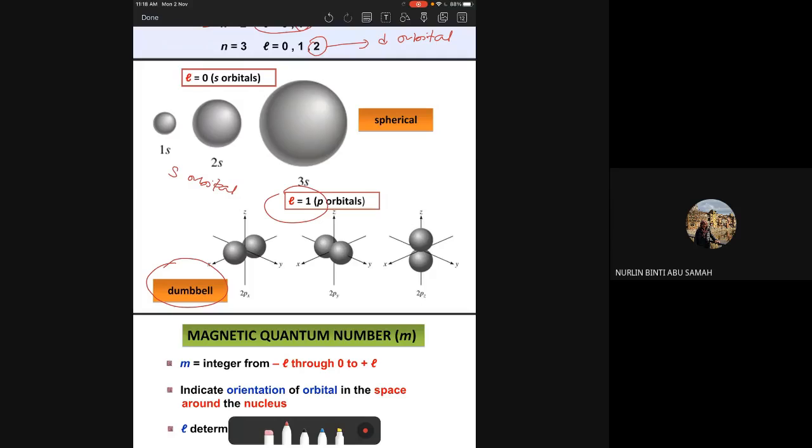So when it is in a dumbbell shape like this, the electron will not stay in one place. The electron is delocalized. If you studied before, the electron does not stick to one place only. It is always moving. So when the electron keeps moving, what you can understand is that it will be delocalized in the orbital. So here, this is the shape of the dumbbell.